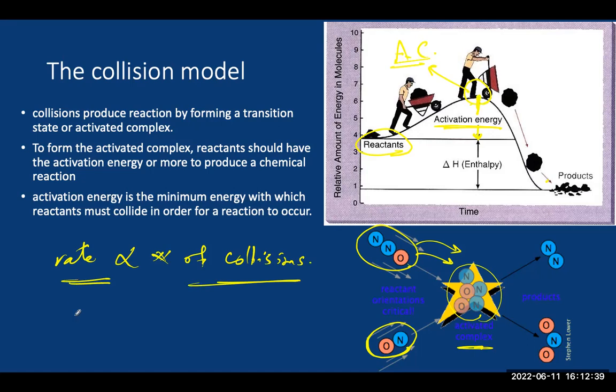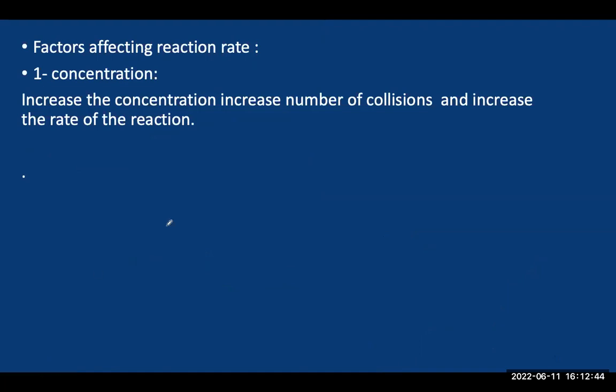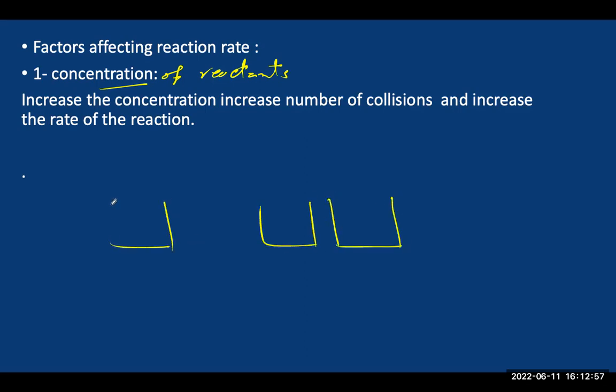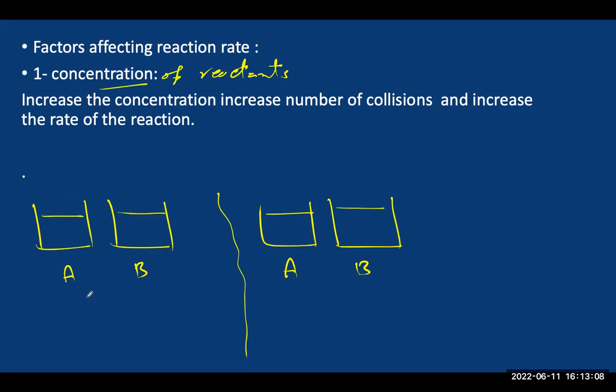Let's see how we apply this on the factors affecting the rate of the reaction. The first factor affecting the rate of the reaction is, of course, the concentration of reactants. Let's say that we have two reactants here, A and B, and we have different cases. This is about liquid or aqueous solutions. Here we have 1 molar for each, and here we have 3 molar.